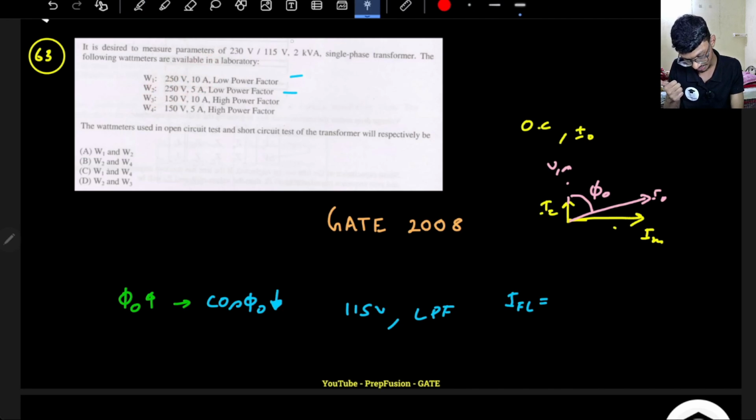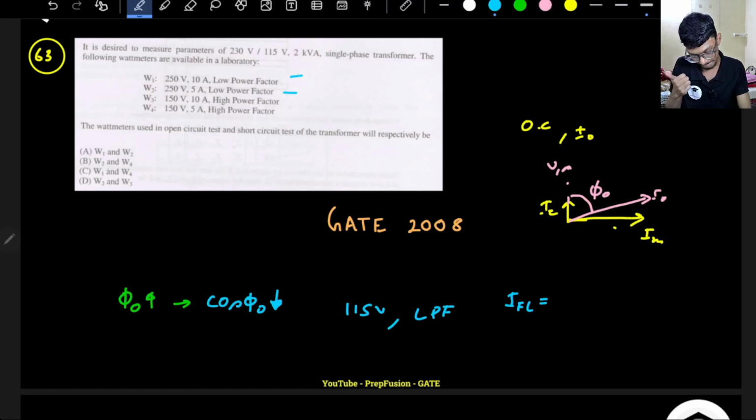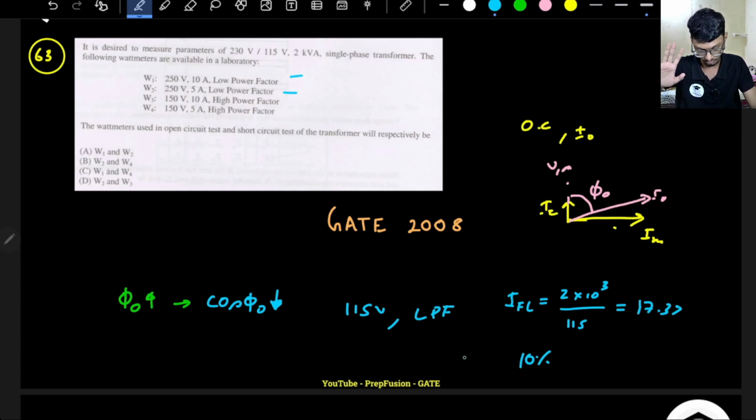IFL here, right? If I divide the KVA by the voltage rating in the primary or secondary, whatever you want to choose, I will choose the secondary because secondary will have higher amount of current. So it will be 2 kVA divided by 115. So this value will be 2000 divided by 115. So this will be 17.39. Okay, and I know my no load current is like 5 to 10, maximum 2 to 5%, but still if I even take 10% of full load, this is my no load current maximum, right?